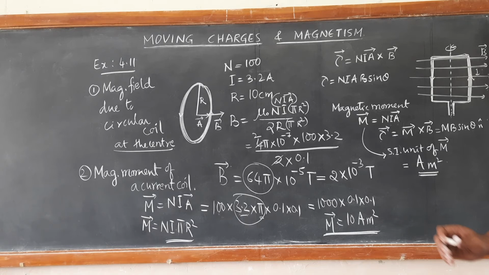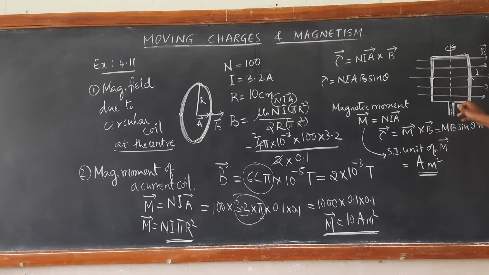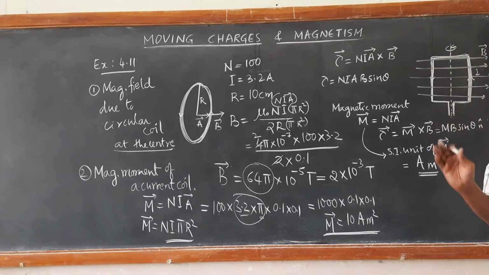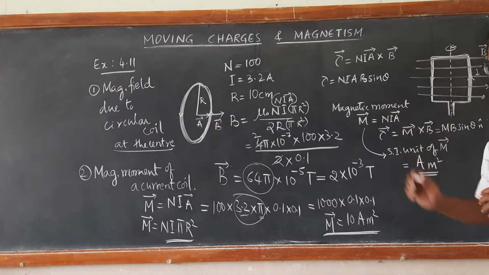The magnetic moment is caused by the magnetic field produced by the current flowing in the N number of turns of the coil itself. This magnetic moment interacts with the external magnetic field, and as a result of this interaction, the coil experiences a torque. That is how we have to understand it. It experiences a torque NIA B sin theta, that is NIA cross B.